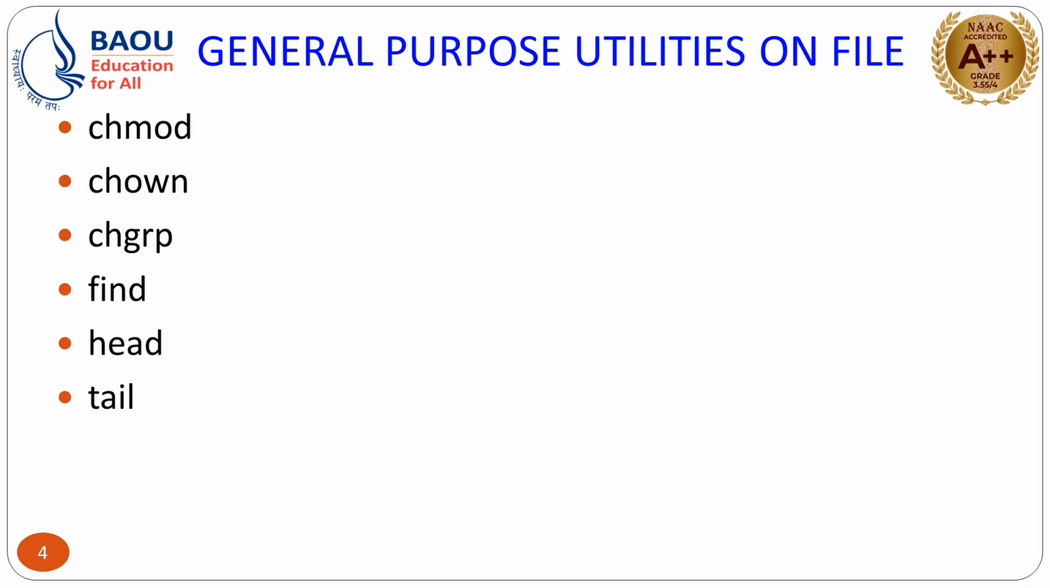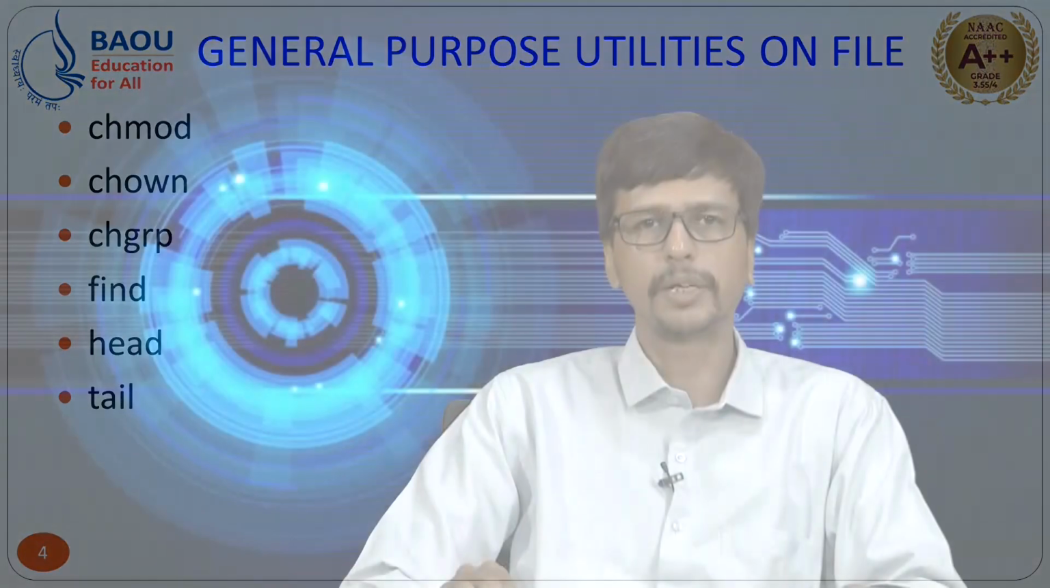Then if you want to change the ownership of particular file or directory, in that case you are using chown, that is chown command. If you want to change the group name, in that case you are using chgrp, that is change group. Then after find command that we have discussed in the last session, to search particular file or directory, in that case you are using this find command.